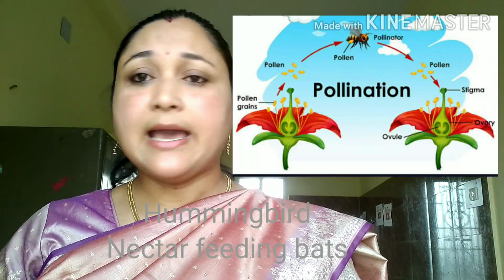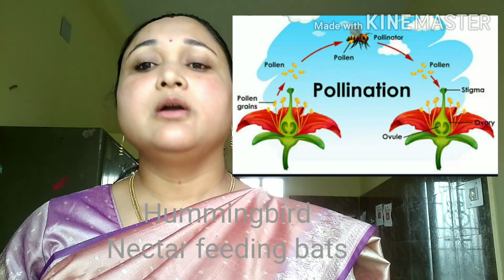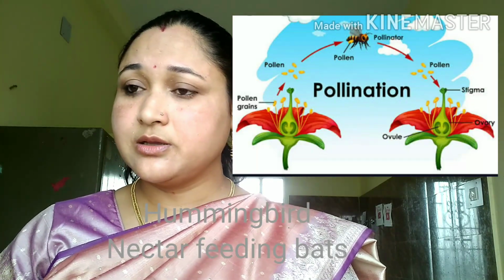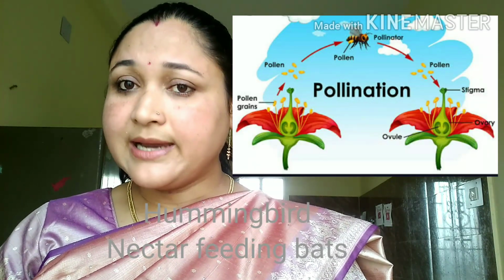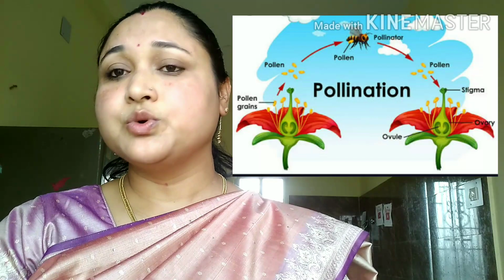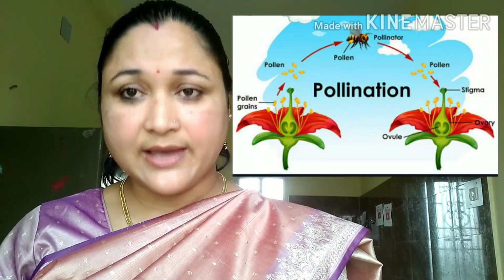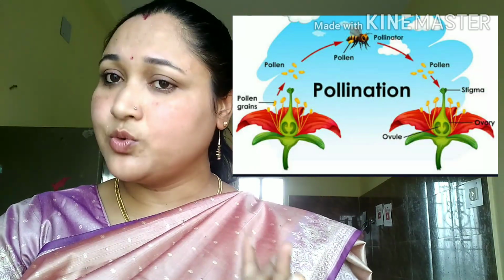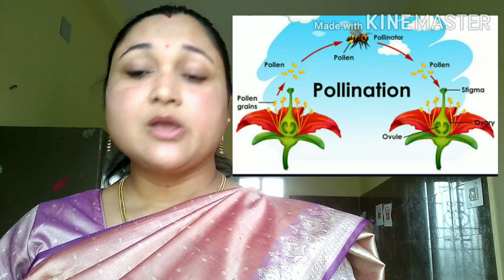And in the animal pollination, the animals and the birds like the hummingbirds or the nectar feeding bats, when they come to visit the flowers to have the nectar, carry the pollen grains from one flower to the other. So this is how the pollination takes place in the animal pollination. So this was all about pollination.